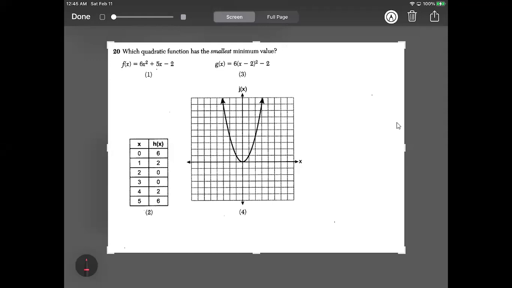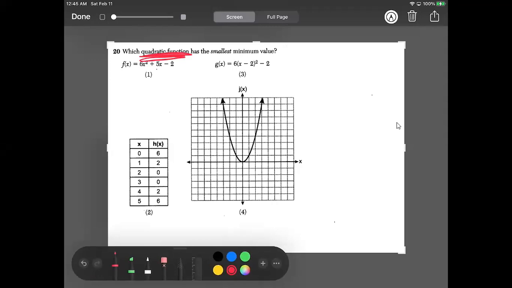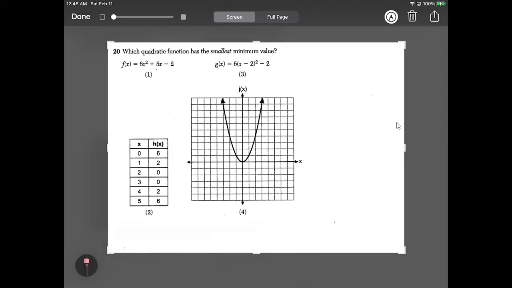All right, first thing, they're telling you that all of these functions are quadratics. That's the very first thing you should notice. Everything here is a quadratic. So this equation is a quadratic. This equation is a quadratic. This table represents a quadratic. And this graph represents a quadratic. They're all quadratic. Now they want to know which one has the smallest minimum value. And all that means is which one has the lowest minimum, right?